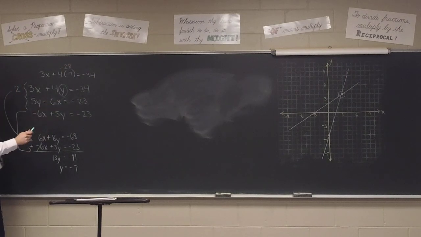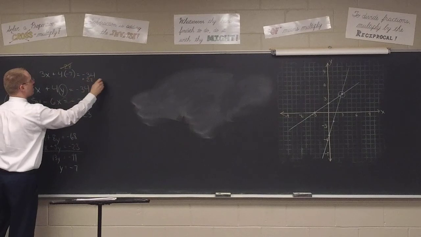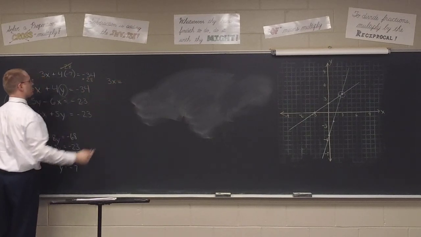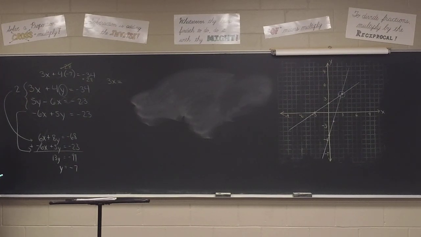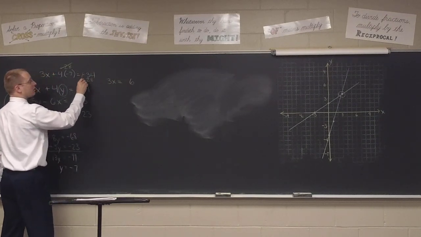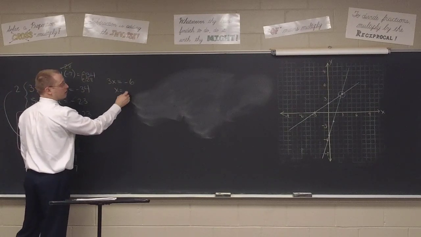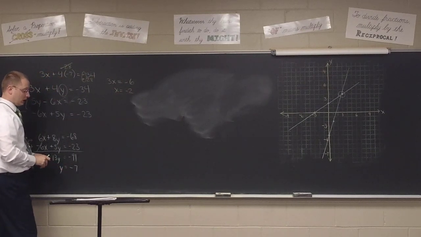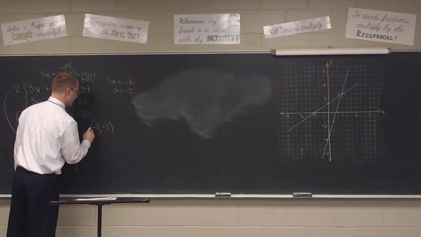And from there, that'll give us now 3x is equal to negative 6. Keep the sign of the greater. So x apparently equals negative 2. So our solution, class, is negative 2, negative 7.